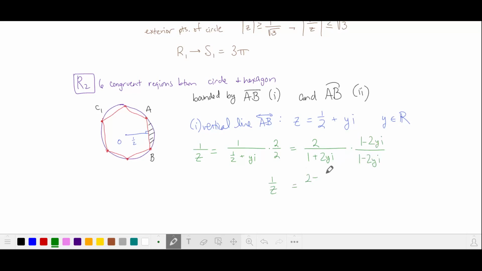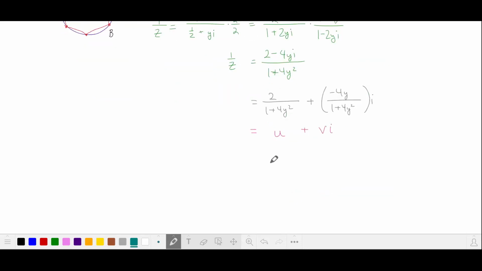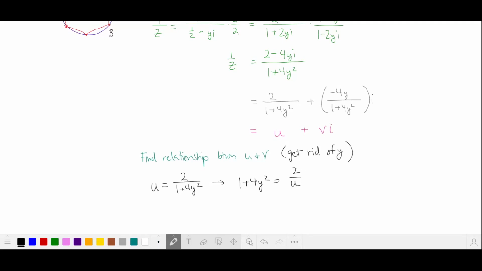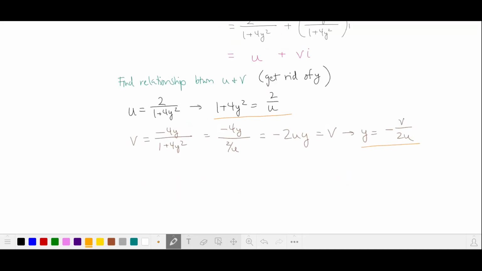Simplifying, this becomes 2 minus 4yi over 1 plus 4y squared. Let's separate this into its real and imaginary parts. We'll call the real and imaginary parts u and v, and let's see if we can find an expression relating u and v. We'll take this real part u and solve for 1 plus 4y squared. This is equal to 2 over u. And we'll substitute this in for y, and we'll take this and solve for y. Now we'll substitute this back into this equation.